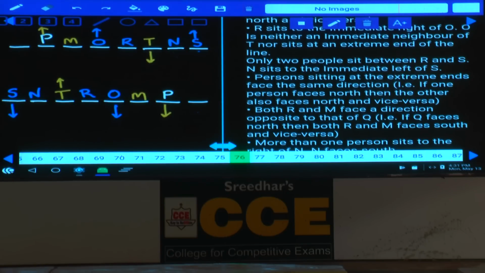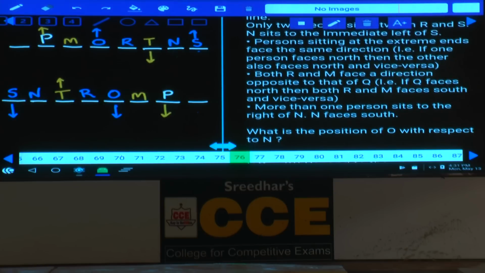Next one. N is to the immediate left of S, and persons seated at the extreme ends face the same direction. Now in the first case, S is facing towards north, and the other extreme is also facing north. Here S is facing south, the other extreme is facing south. And next one, both R and M face the same direction opposite to Q. R and M are facing the same direction opposite to Q.